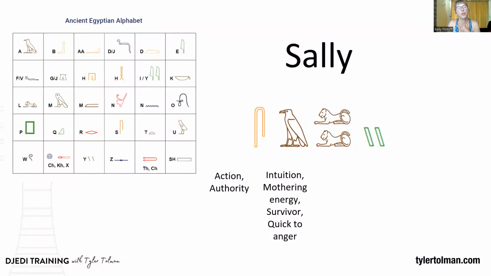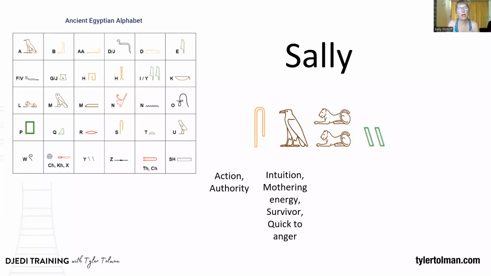The vulture is very representative of me. I have very strong intuition. I use my intuition to inform most of my decisions, my understanding of people's behaviour, all of those kinds of things. I have very strong mothering energy. There is nothing that I would not do for my children. There's no doubt that I'm a survivor. I have experienced significant trauma throughout my entire life. So I have incredibly strong survival instincts. And even though I don't really want to admit this out loud, it's true.